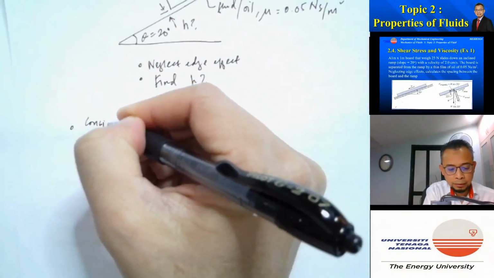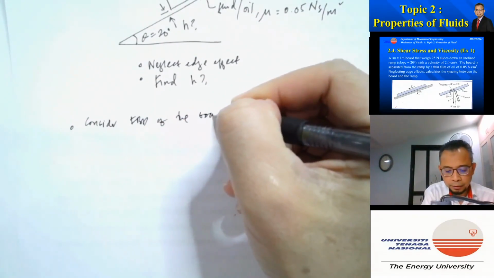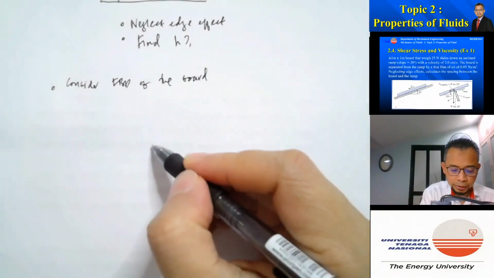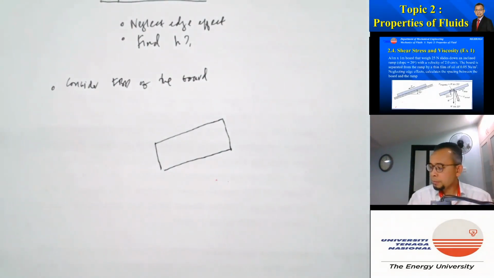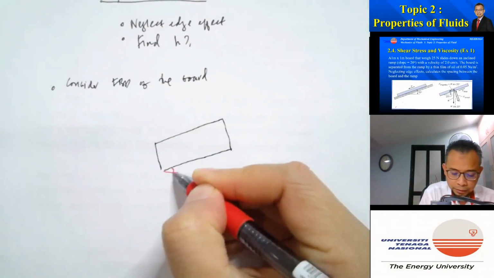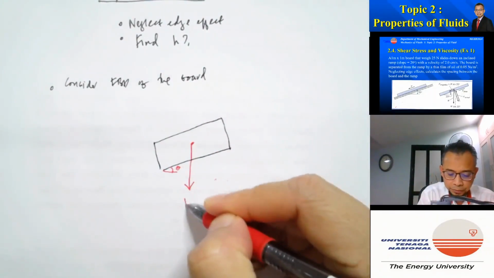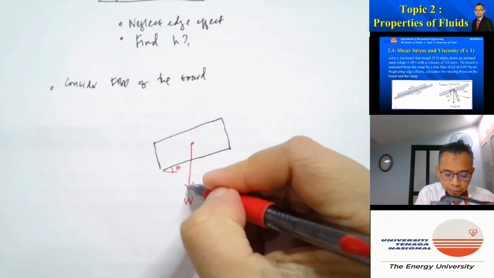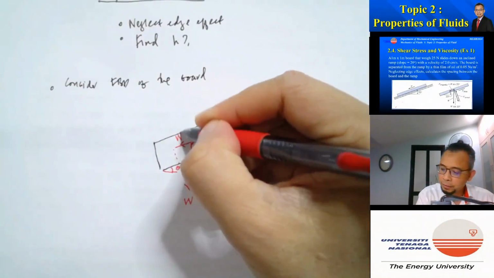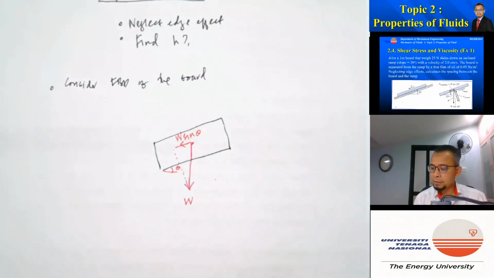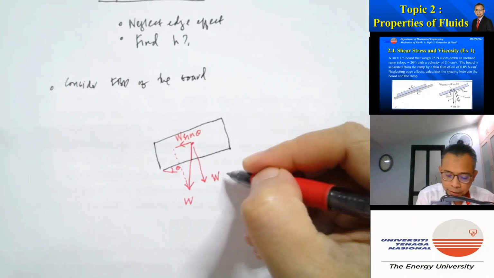So consider the free body diagram of the board. If I draw the board again, I draw it bigger now. So this is angle theta. There's a weight acting downward, which is equal to W. I can resolve this into two components. This is W sine theta, and then this one here is W cos theta.